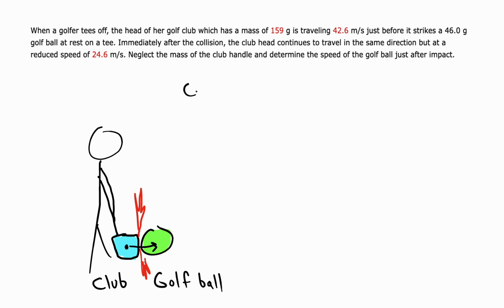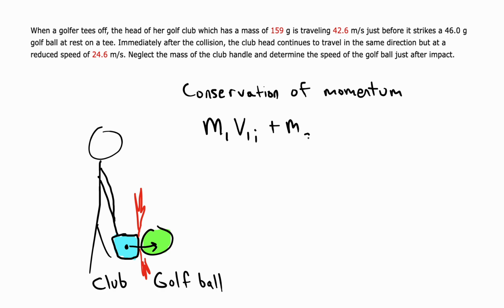So when we set up our conservation of momentum equation, we've got to take that into account. So for conservation of momentum, we need m1 v1i plus m2 v2i has to equal m1 v1f plus m2 v2f. All right, so I'm going to let object 1 be the club, and object 2 can be the ball.